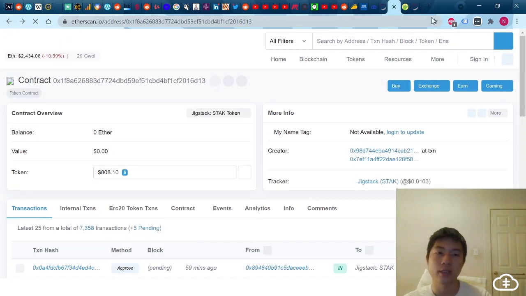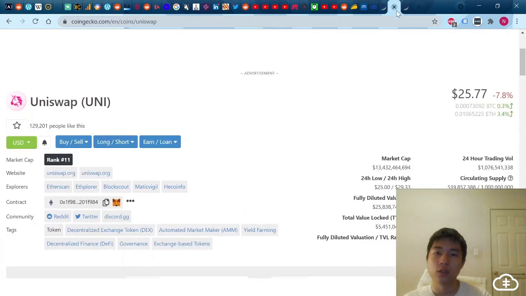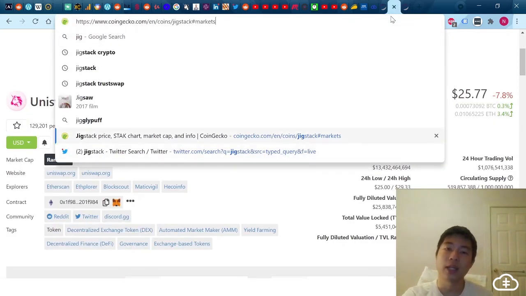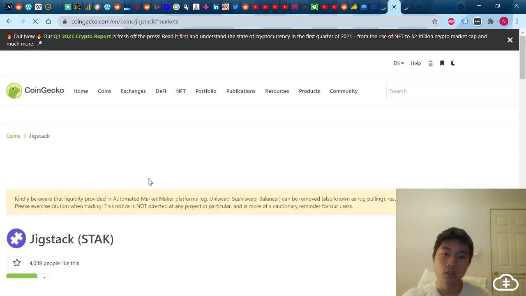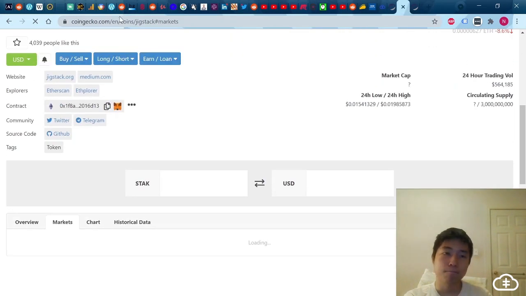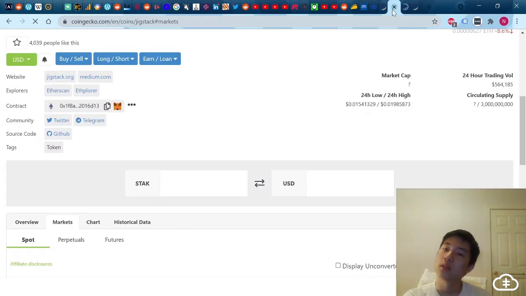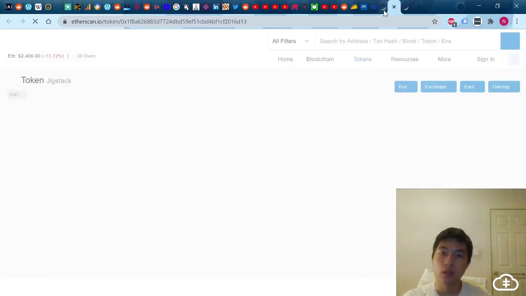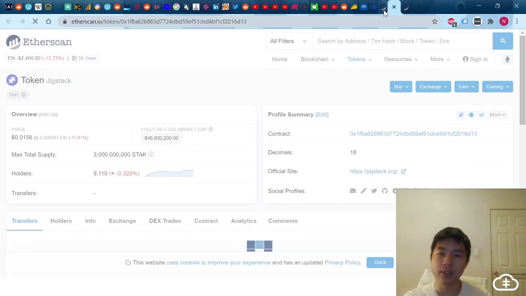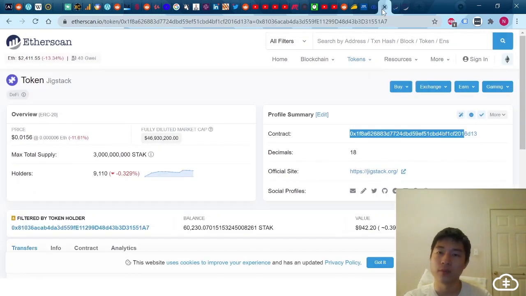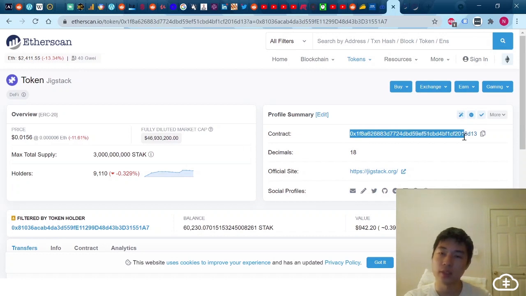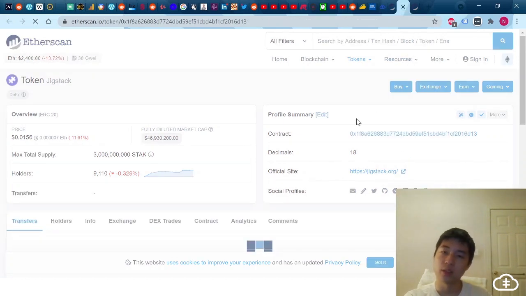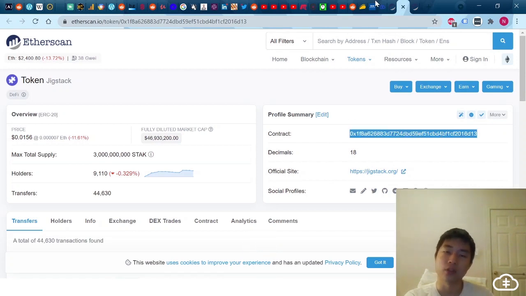Let me just go back. Okay, Jigstack. Good. So you'll be able to see that the addresses match up. See right here, it starts with 0x1f, ends with 13. And this one ends with 13 as well. So that's how you know the token you received is the real deal token. You're not getting a counterfeit.